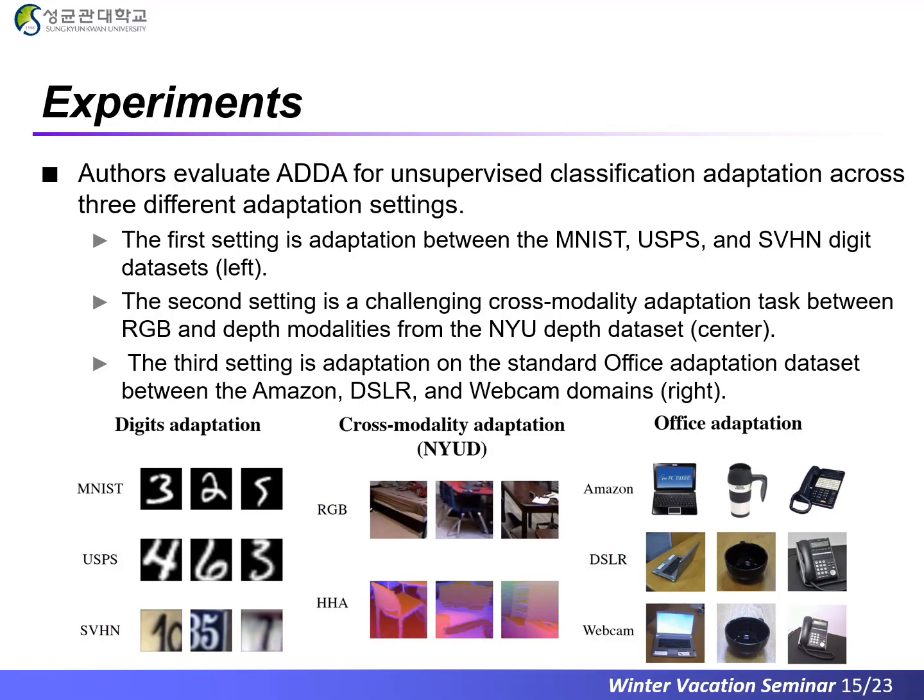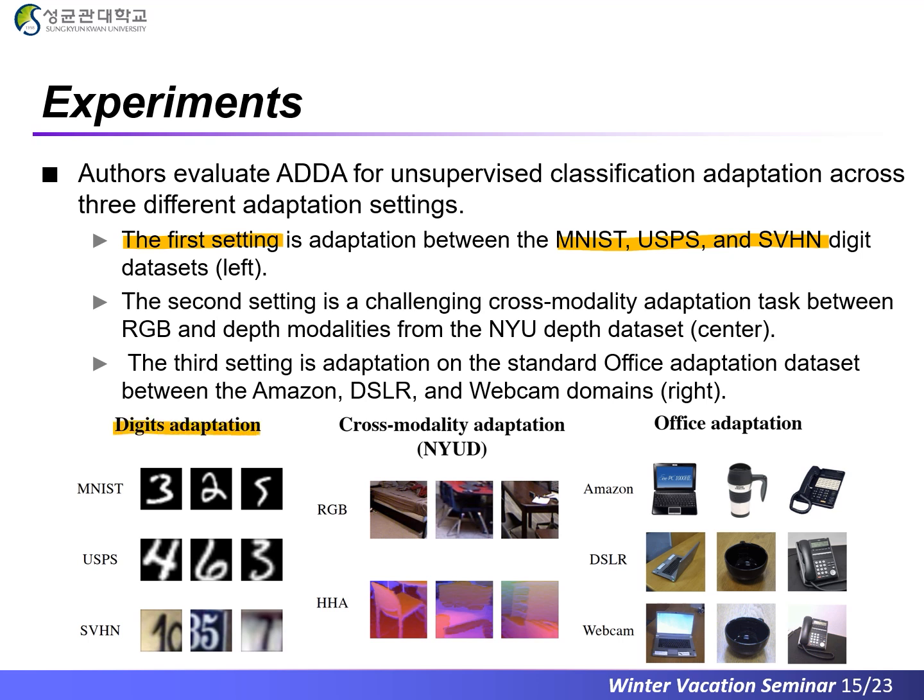Now that we've discussed the ADDA method, let's take a look at how the authors evaluated its performance in different domain adaptation scenarios. The paper evaluates ADDA for unsupervised classification adaptation across 3 different settings, covering both digit classification and real-world domain shifts. The first experiment focuses on adapting between popular digit datasets, MNIST, USPS, and SVHN, as shown in the left side of the figure below.